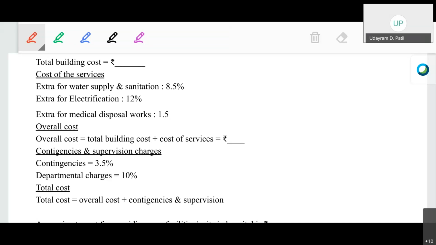OK, so the cost of the services are: the extra cost for the water supply and sanitation is 8.5% of the building cost. That is 8 lakh 4,265.70. OK, for the electrification, the cost is 11 lakh 35,433.94. The cost of the medical disposals and the services is 1 lakh 41,929.2425. OK.